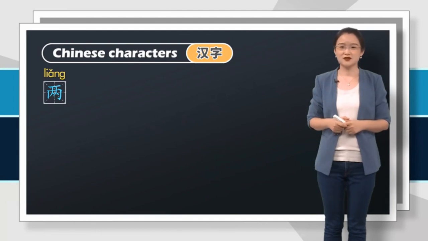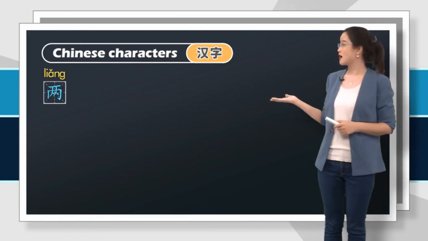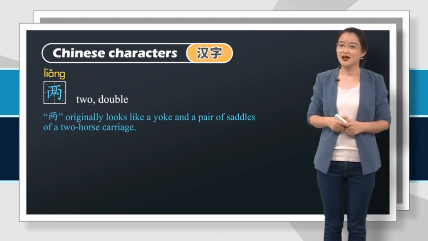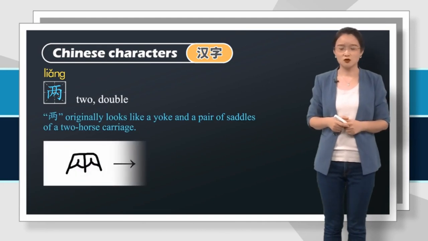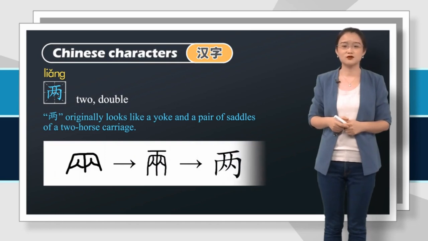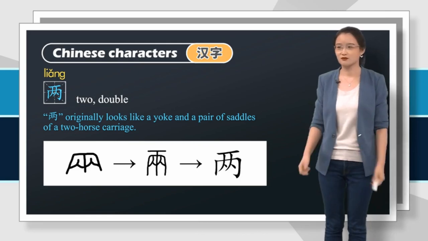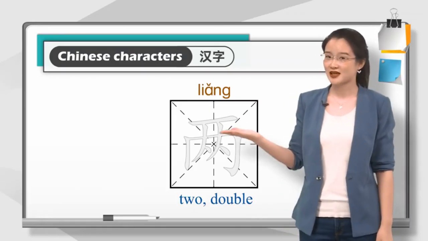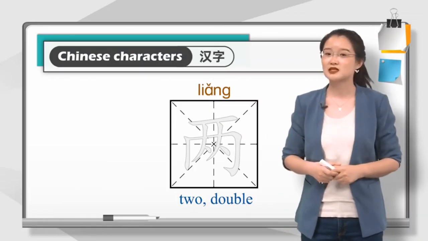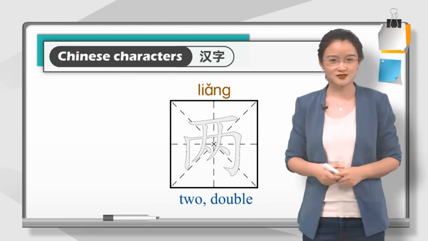Okay, now let's focus on some single component characters. The first one is 两. 两 originally looks like a yoke and a pair of saddles of a 2-horse carriage. It means 2 or double. Let's see how to write this character. Please pay attention to the stroke order.